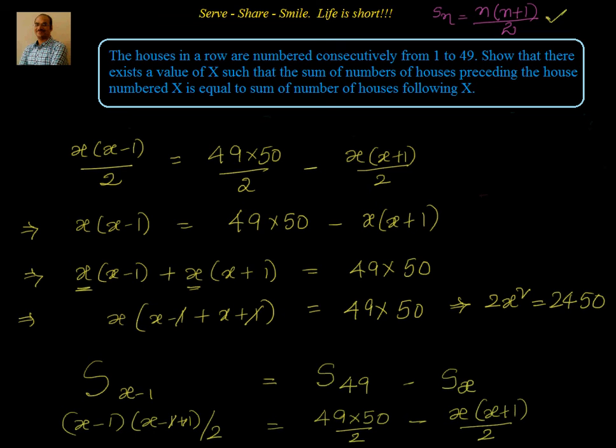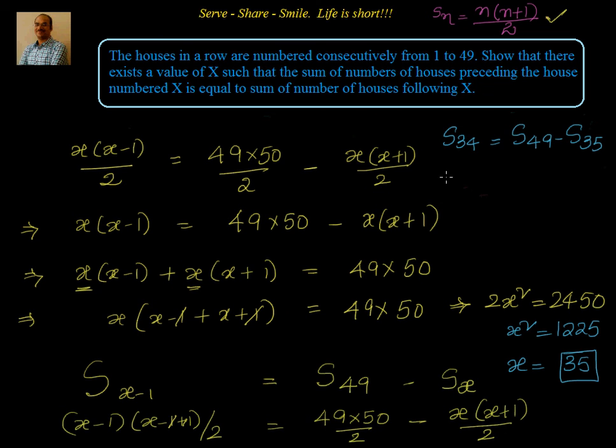2450. So going to the next step, we can write it as x square equal to 1225, or taking square root on both sides, we have x equal to 35, because minus 35 cannot be considered. So the answer is, the x value is 35. Now let's verify this and check. According to this formula, x is 35. So we are saying S of 34 is equal to S of 49 minus S of 35.